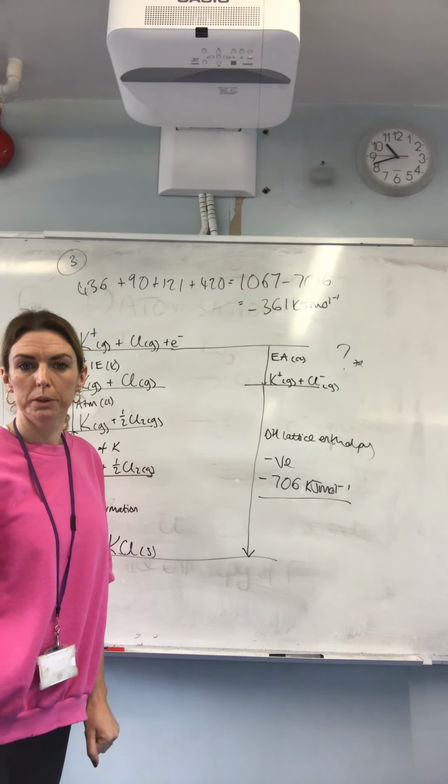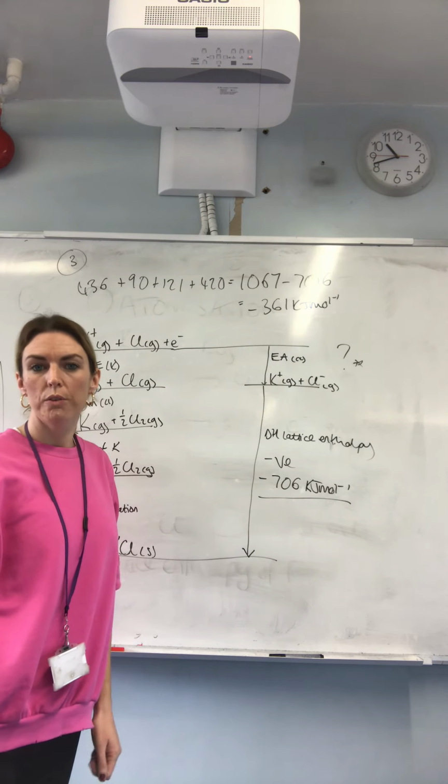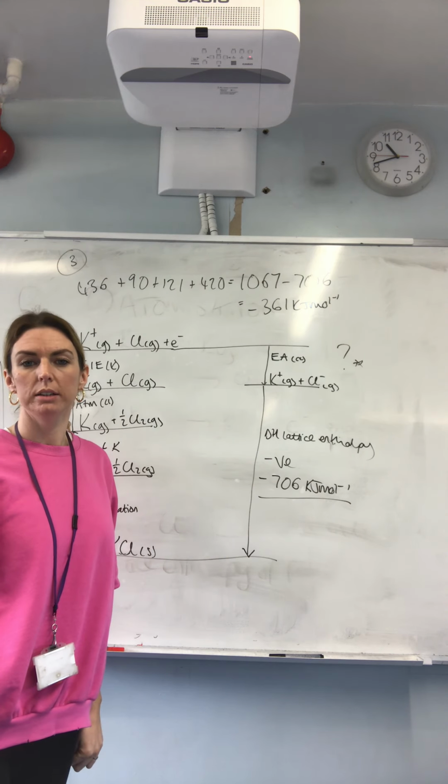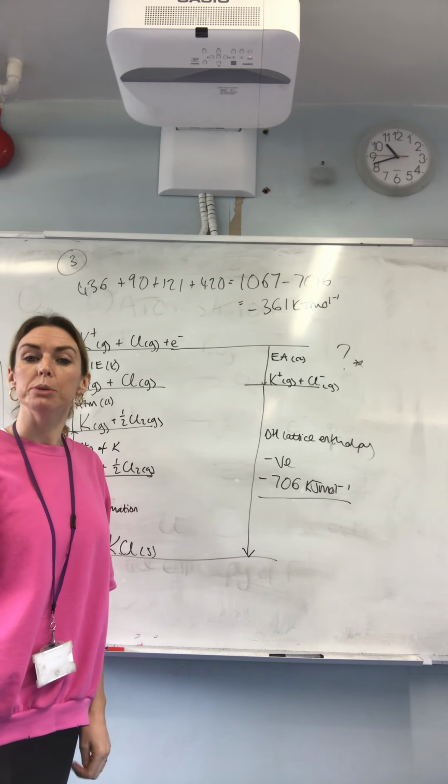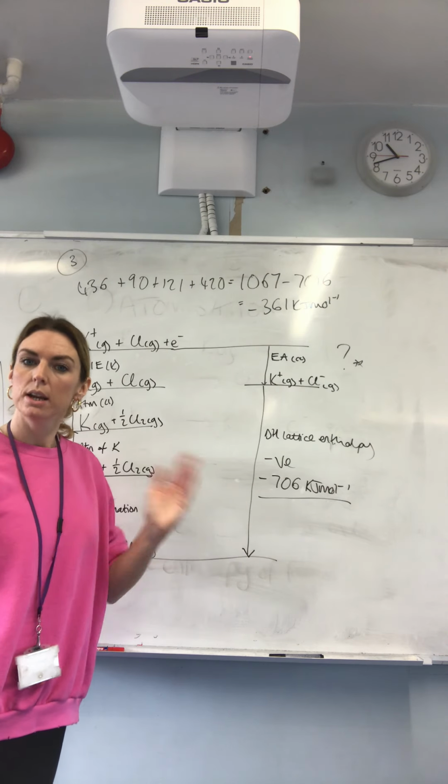That's how you use a Born-Haber cycle to calculate electron affinity for a 1 plus and 1 minus ion. Next video we will look at aluminium oxide, where you have a 3 plus and a 2 minus ion.